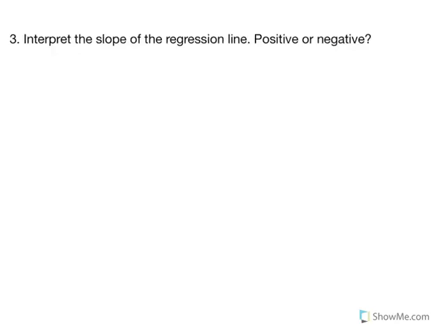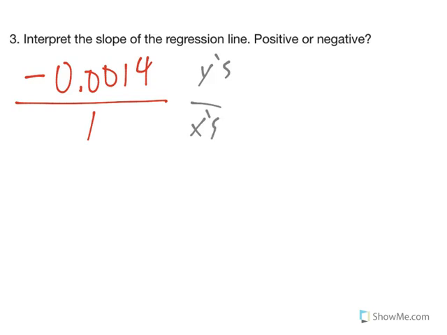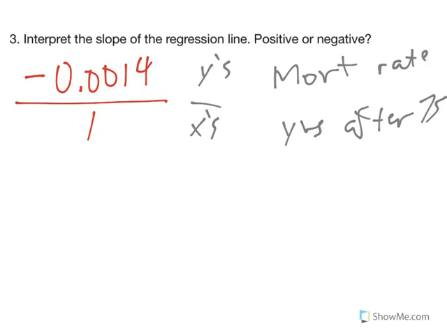Number 3, interpret the slope of the regression line. Well, the slope is negative 0.0014. If we put it over 1, it makes it easier to interpret. Remember, y's are on top, x's are on the bottom. What do the y's represent? Well, that's the mortality rate. The x's are years after 1975.